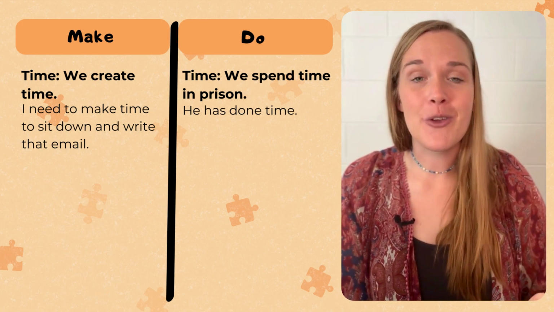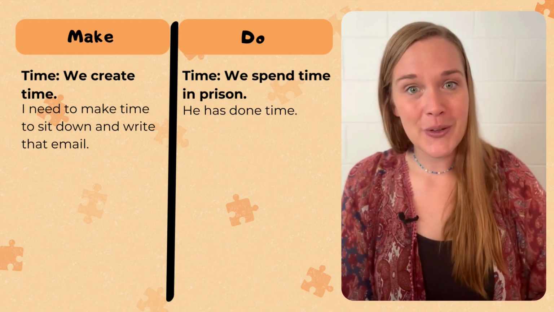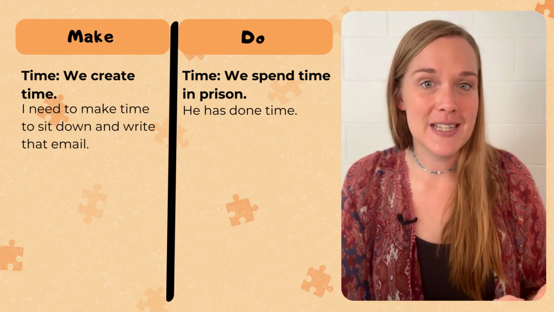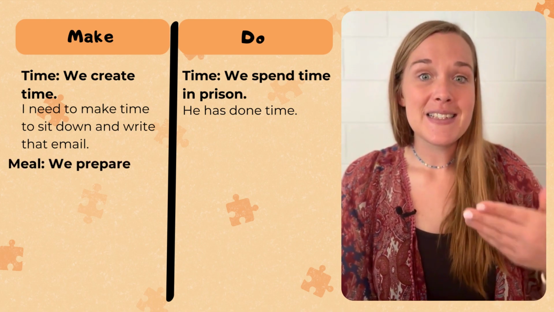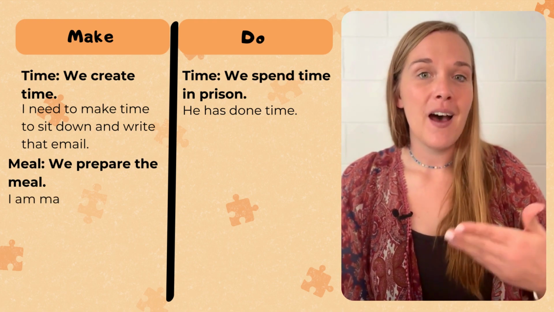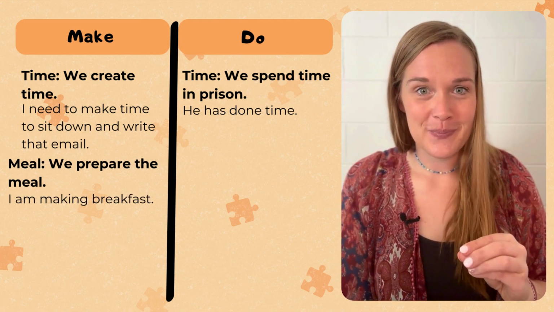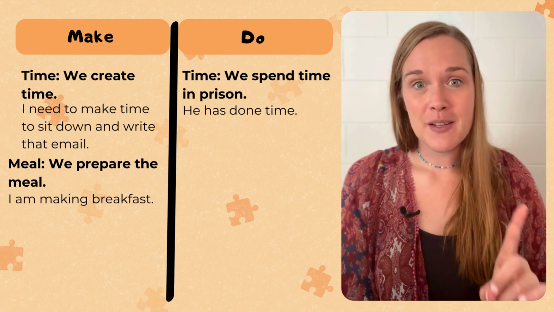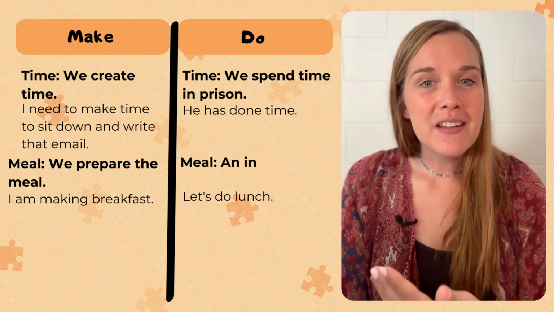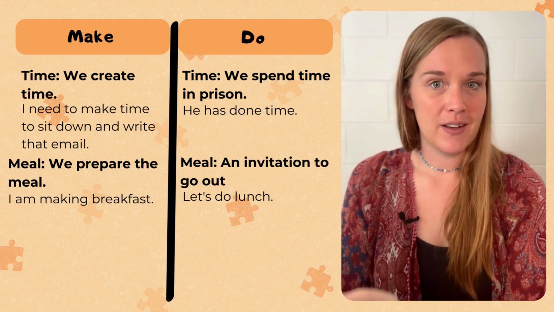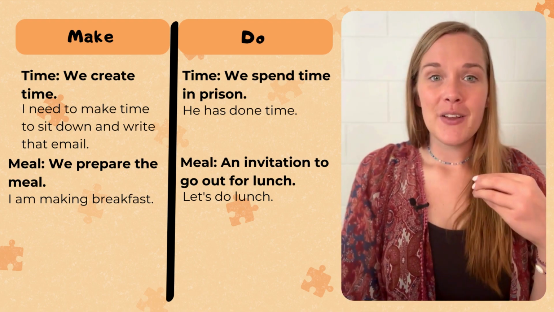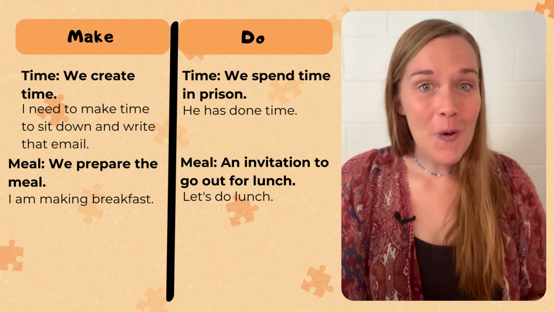Another collocation where you may hear make and do is with the meals, breakfast, lunch, dinner, for example. Typically, if we are preparing the food, we will use make. I am making breakfast. However, if somebody says, let's do lunch, it is more of an invitation to go and have lunch somewhere outside, usually more informally.